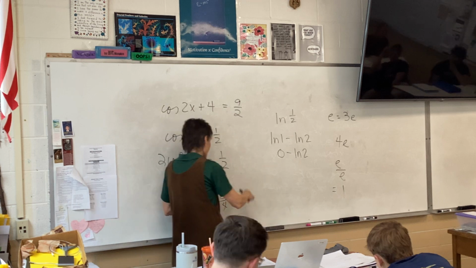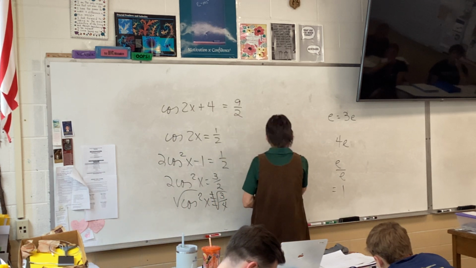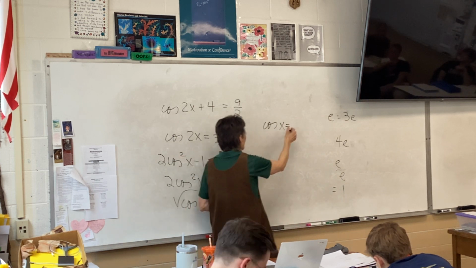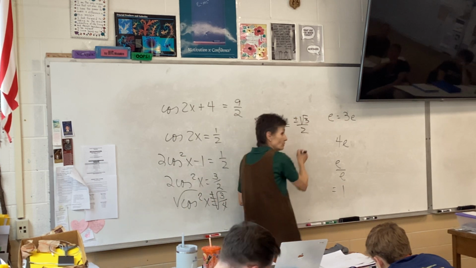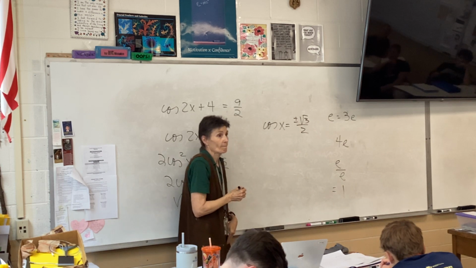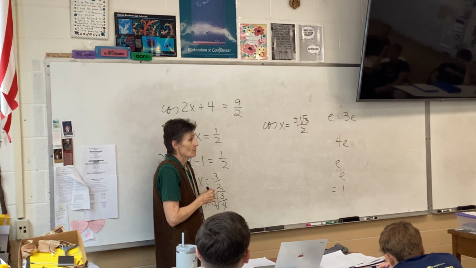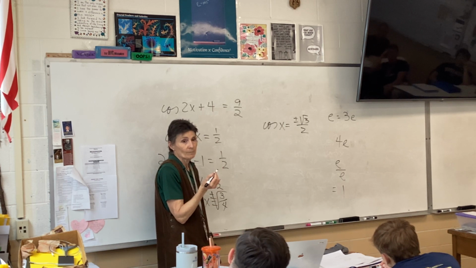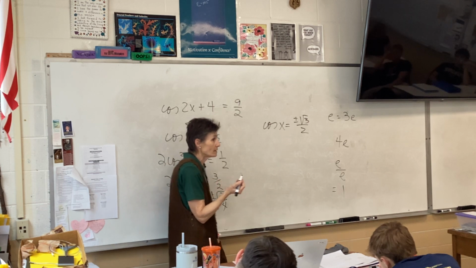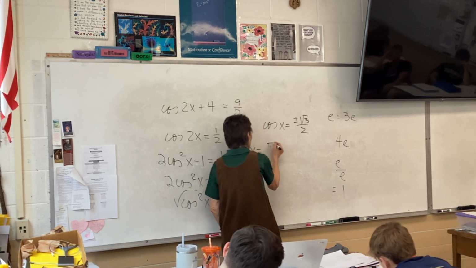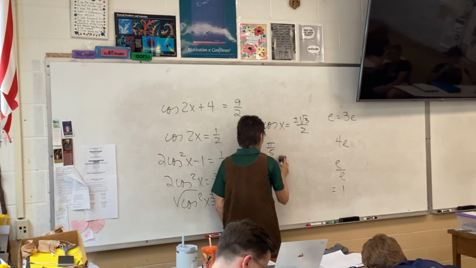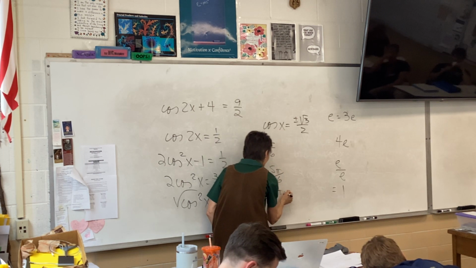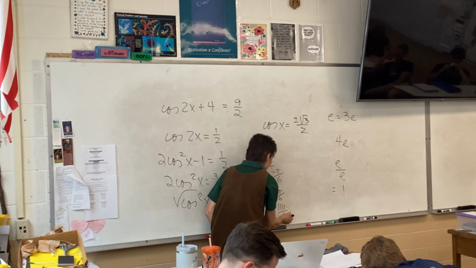So cosine x equals plus or minus root 3 over 2. Where does cosine equal root 3 over 2? Pi over 6. All the pi over 6's, right? Every single one. So we're gonna have pi over 6, 5 pi over 6, 7 pi over 6, and 11 pi over 6, right?